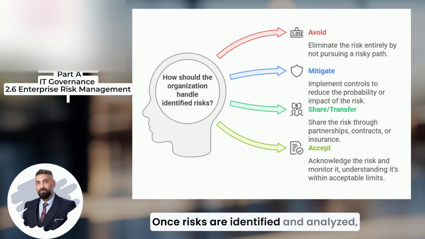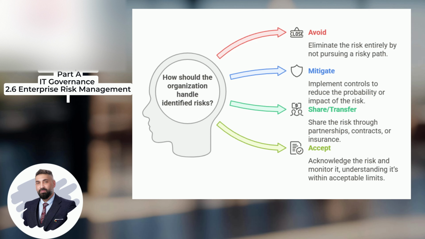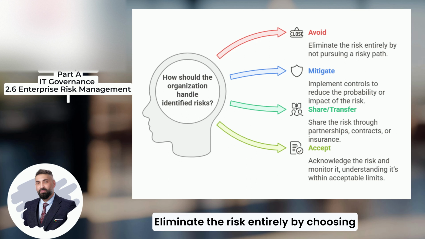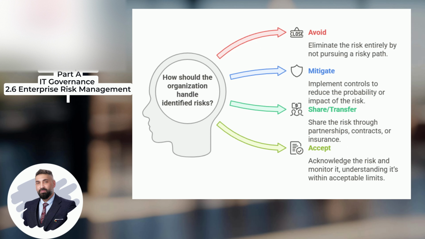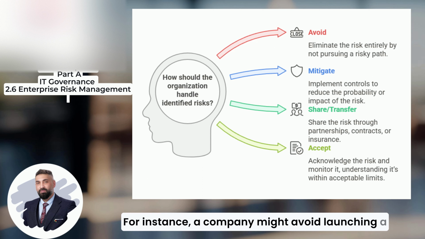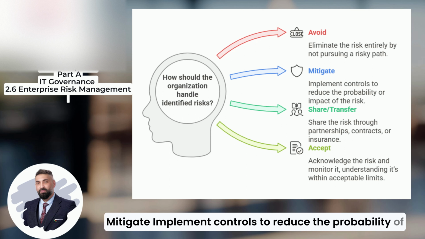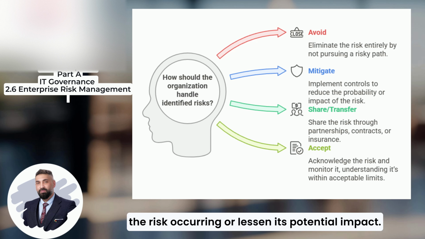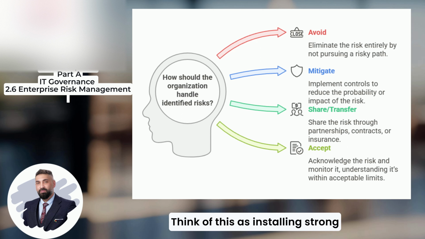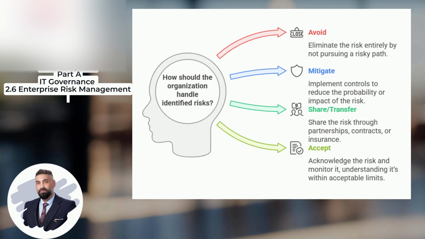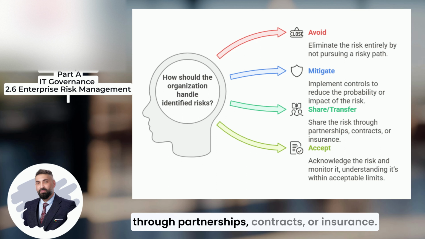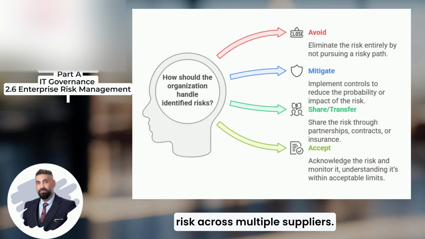Once risks are identified and analyzed, decision makers typically choose from four key strategies to handle them. Avoid. Eliminate the risk entirely by choosing not to pursue a risky path. For instance, a company might avoid launching a particular project if it's deemed too risky. Mitigate. Implement controls to reduce the probability of the risk occurring or lessen its potential impact. Think of this as installing strong storm-proof windows before a hurricane. Share or transfer. Share the risk through partnerships, contracts, or insurance. This could mean transferring financial risk to an insurer or spreading operational risk across multiple suppliers.